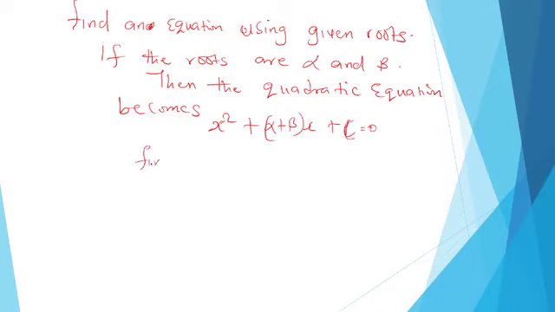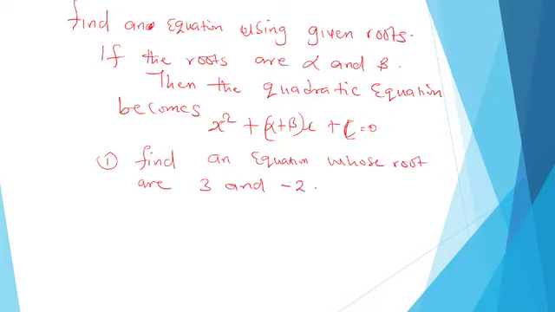So with this, if you're asked to find an equation whose roots are 3 and minus 2, the question becomes the root is 3 and minus 2. So taking this to this other side, you now have x minus 3 equals 0 and x plus 2 equals 0. So these are the roots.